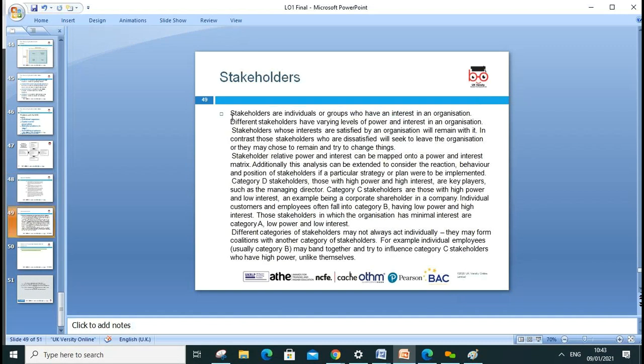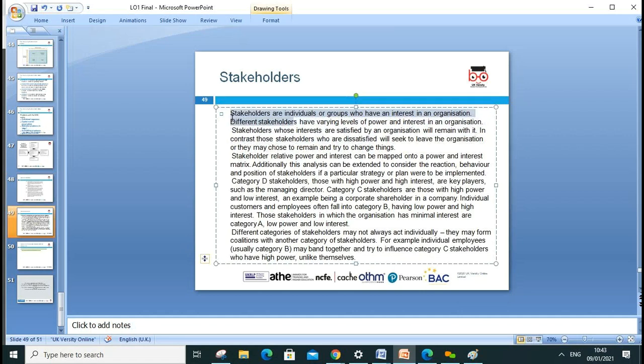Okay, then the stakeholders. As we mentioned, stakeholders means anybody who has any interest. Stakeholders can be internal and external. Employees and directors are internal. Different stakeholders have different interests, and when we make a decision, when we make the strategy, we always need to keep our stakeholders in mind.